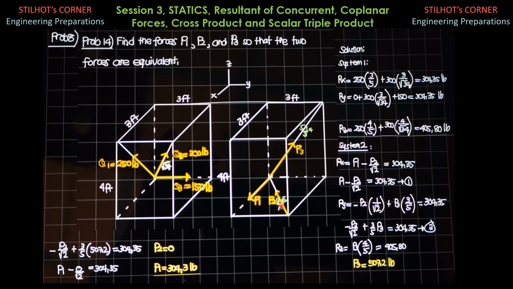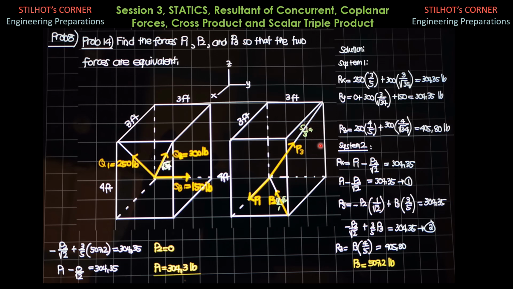For system 2, P1 is towards the positive x-axis, so it is just P1. P2 is in the opposite direction. Since this is 3 feet, we can reduce 3 and 3 to 1 and 1, and the hypotenuse is square root of 2. P3 is directed from this origin here to that corner there. There's no x component, and since this is 3 feet, that's 3, that is 4 feet, that's 4, and the hypotenuse is 5.